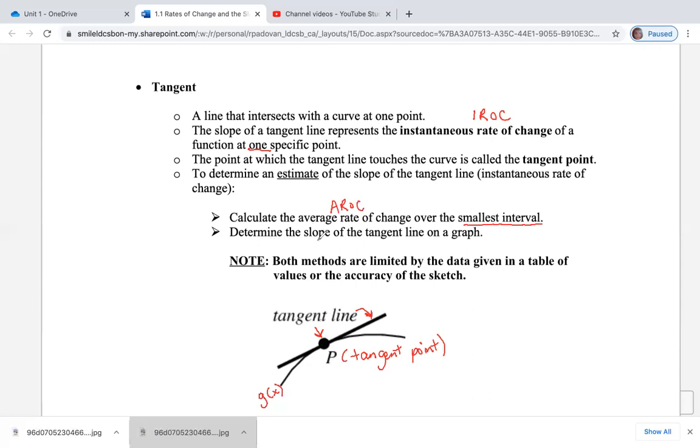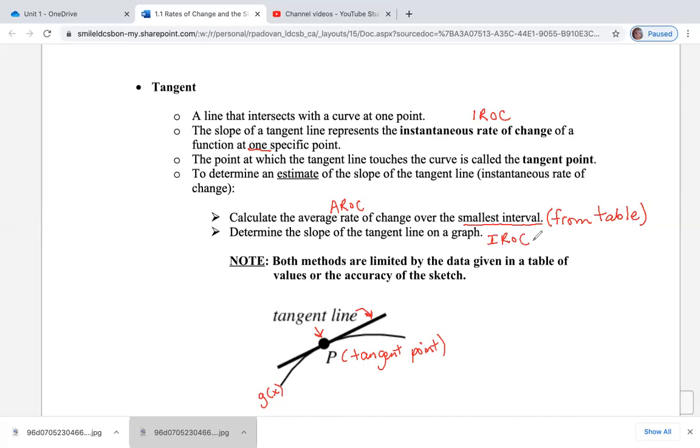Or I can determine the slope of the tangent line itself from the graph. Keep in mind, both methods are limited by the data that's given in the table, if I'm given a table of values, or the accuracy of the sketch that I'm looking at. From this smallest interval here, I'm probably going to be getting that information from a table, which we'll see in our example. And if I determined the slope of the tangent line on the graph, I would be determining the instantaneous rate of change.